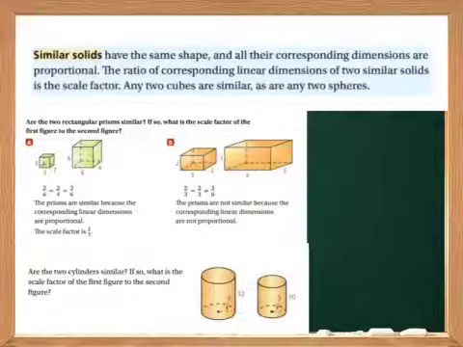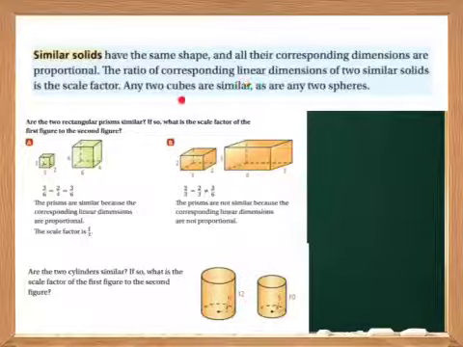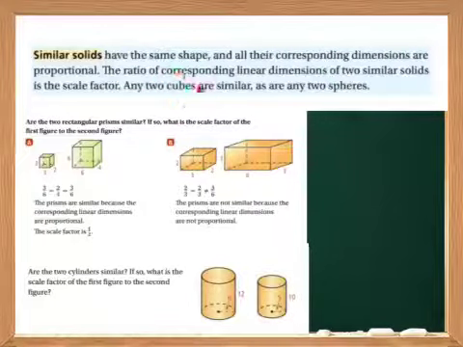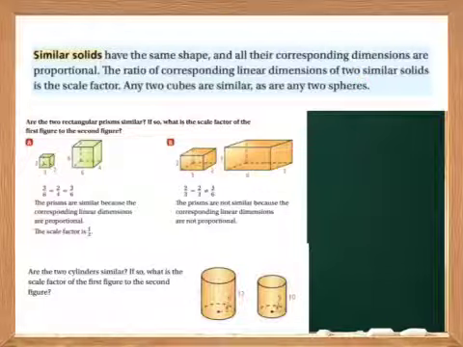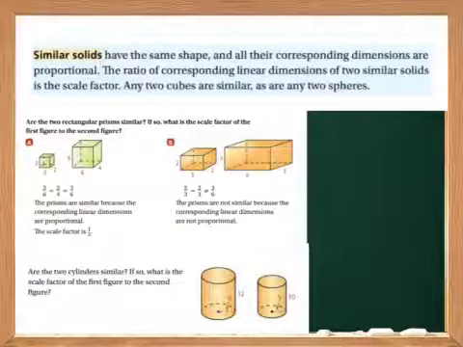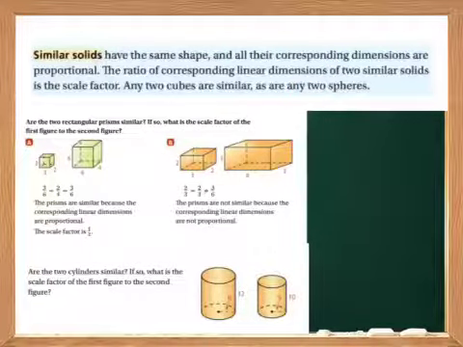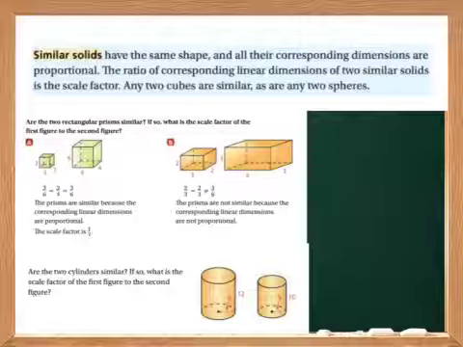now it's similar solids. Any two cubes are similar as well as any two spheres, so it doesn't matter what their lengths are, because in a cube all of the side lengths are the same, and because in a sphere you're really just worrying about the radius in order to find any sort of dimensions or the diameter. Any two cubes will be similar and any two spheres will be similar.